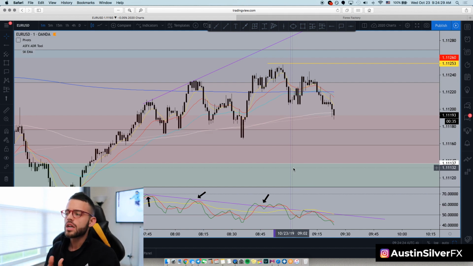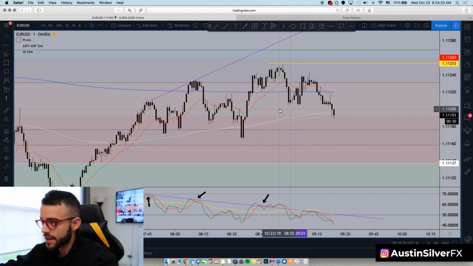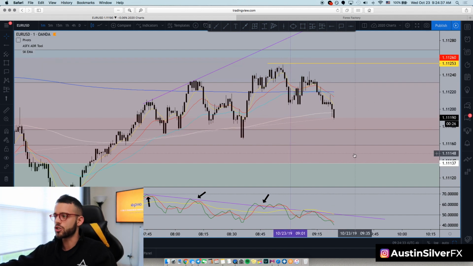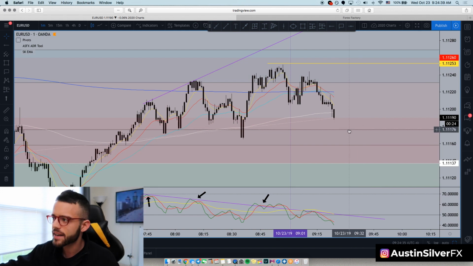Now, this is a signal that I've been building and testing over the last year and a half. So I feel pretty confident in this, that now that we've seen a break of the 50, we're now breaking the 200 here on the 1 minute. I do think this is going to continue lower. So I want to add to the position a little bit.